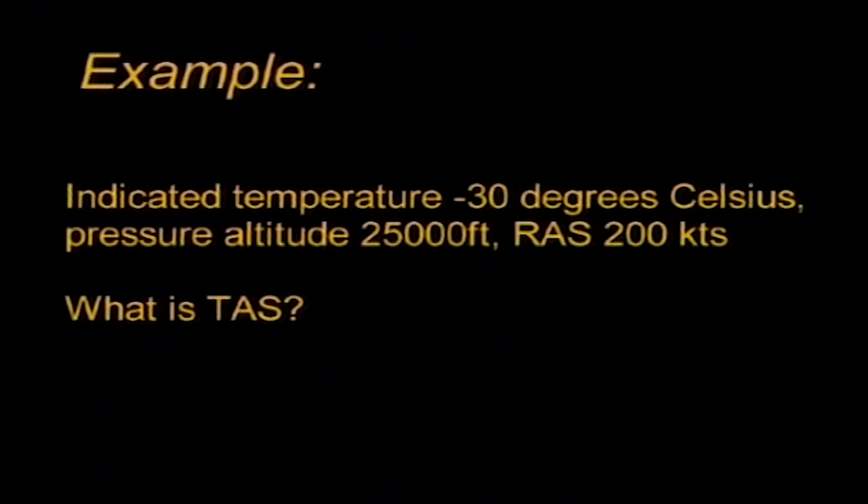The temperature rise scale accounts for kinetic heating of the outside air temperature probe. For example, for an indicated temperature of minus 30 degrees Celsius and a pressure altitude of 25,000 feet, RAS of 200 knots, what is true airspeed?